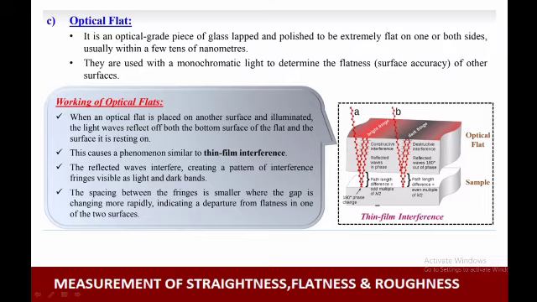When an optical flat is placed on another surface and illuminated, the light waves reflect off both the bottom surface of the flat and the surface on which it rests. This causes a phenomenon similar to thin film interference. The reflected waves interfere, creating a pattern of interference fringes visible as dark and light bands. The spacing between the fringes is smaller where the gap is changing more rapidly, indicating a departure from flatness in one of the two surfaces.